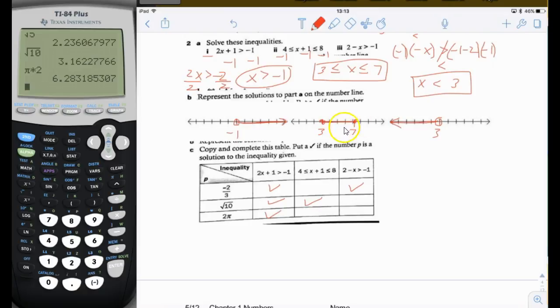Is 6.28 between 3 and 7? Yeah, 6.28 something is between 3 and 7. Finally, is 6.28 in this interval, everything to the left of 3? No, it's not. 6.28 something is to the right of 3, so it's not in that interval. So here is your complete answer for this section.